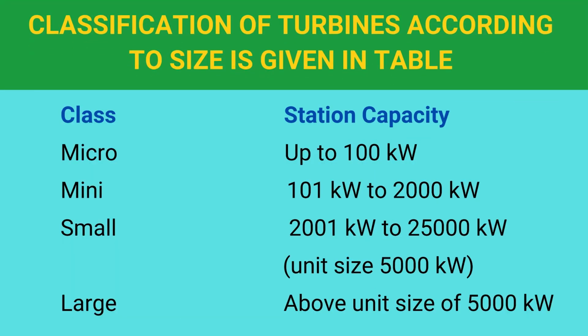Now, I am going to classify the turbine as per the operating capacity. It can be classified as micro, mini, small, and large. Micro has capacity up to 100 kilowatt, mini 101 to 2000 kilowatt, then small 2001 to 25,000 kilowatt, and then large above 25,000 kilowatt. So, these are the classifications of turbine.